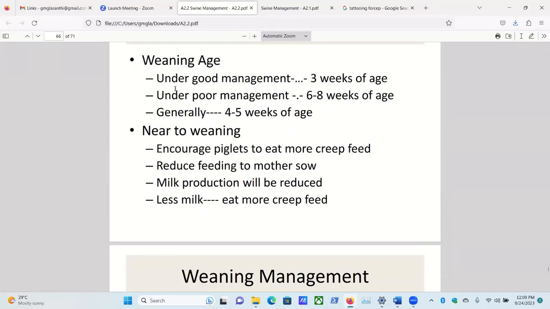So the proper weaning age under good management is 3 weeks of age. Under poor management, 6 to 8 weeks of age, we can do weaning. Generally, it is said that 4 to 5 weeks after farrowing is the weaning age.